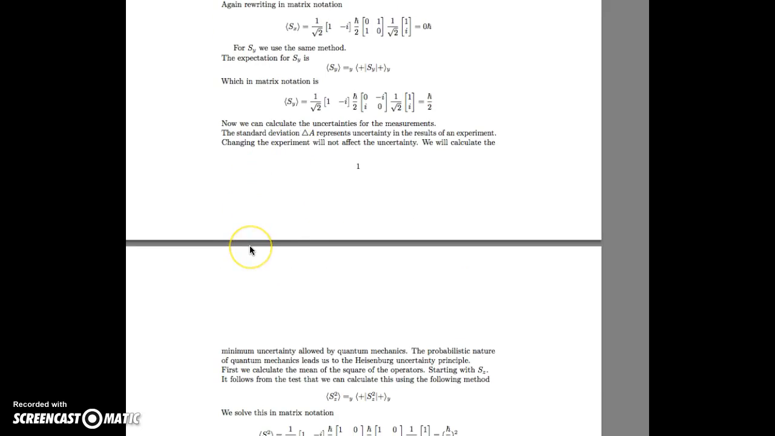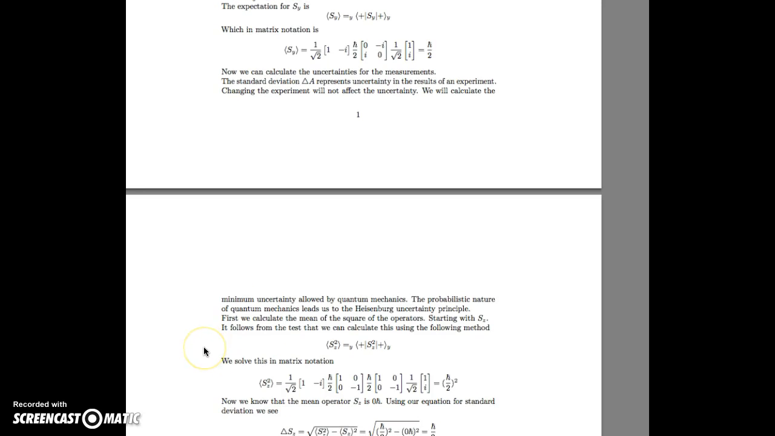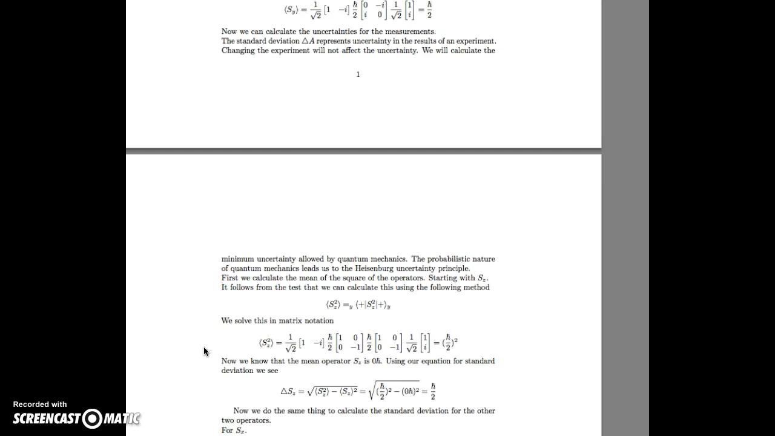The standard deviation, delta A, represents uncertainty in the results of an experiment. We know that changing the experiment will not affect the uncertainty because uncertainty is inherent in quantum mechanics. To do this, we can calculate the minimum uncertainty allowed, and doing this we use the Heisenberg uncertainty principle.